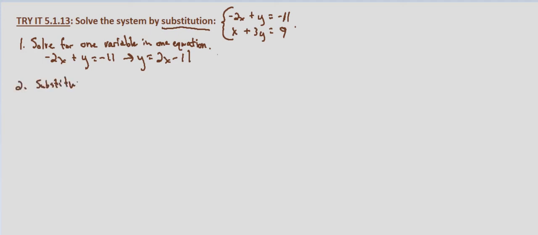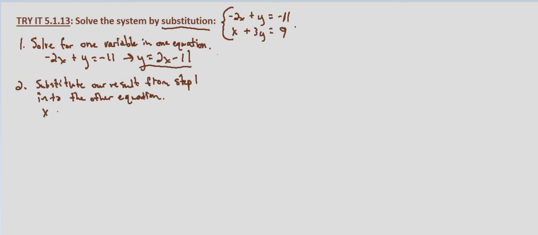So our second step is we substitute our result from step 1 into the other equation. So with our first equation, we solved for y and got y equals 2x minus 11. Now we substitute that into x plus 3y equals 9. So x plus 3 times, we solved for y as 2x minus 11, equals 9.